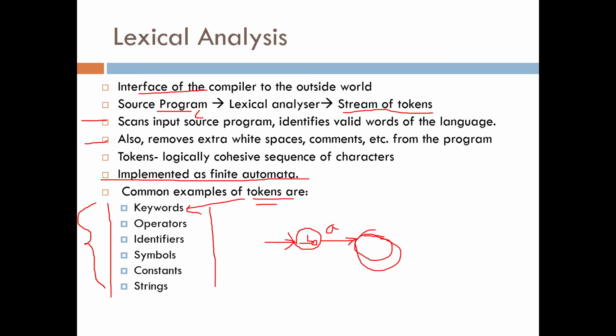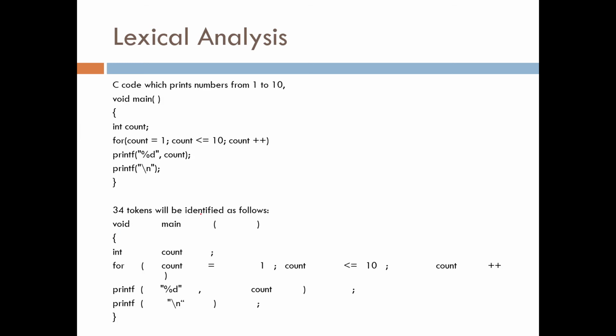Okay, so I'll quickly show you an example here. If this is the input program given to the lexical analyzer, so you have written a small C program which prints the numbers from 1 to 10, and you give it to the lexical analyzer and just want to see what will be the output of it. So the output would be every single token is identified, and now something has to be done with these tokens. So we'll see what has to be done.